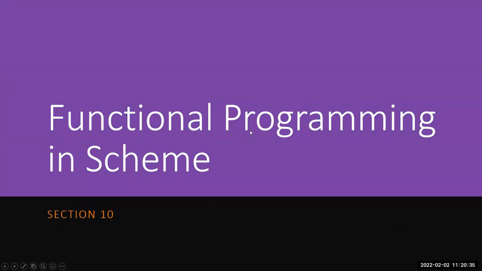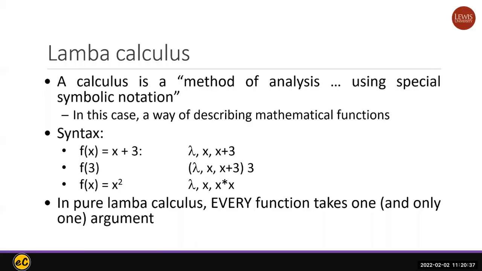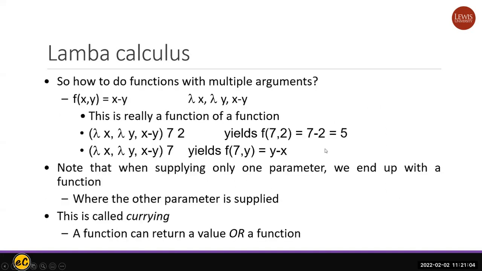Functional programming in Scheme, section 10. Right here, lambda calculus. A calculus is a method of analysis using special symbolic notation. So basically, left-hand side is a function, right-hand side is a lambda expression. Lambda expression, lambda parameter list, and then the expression. And you apply the lambda expression to 3. So that is lambda calculus.